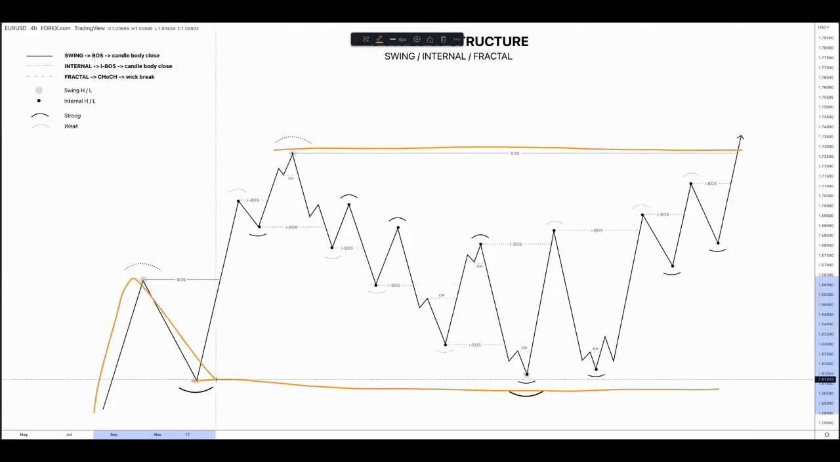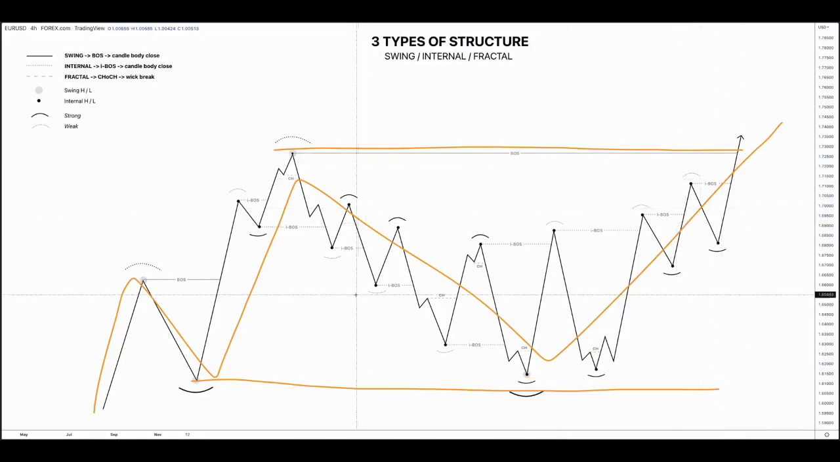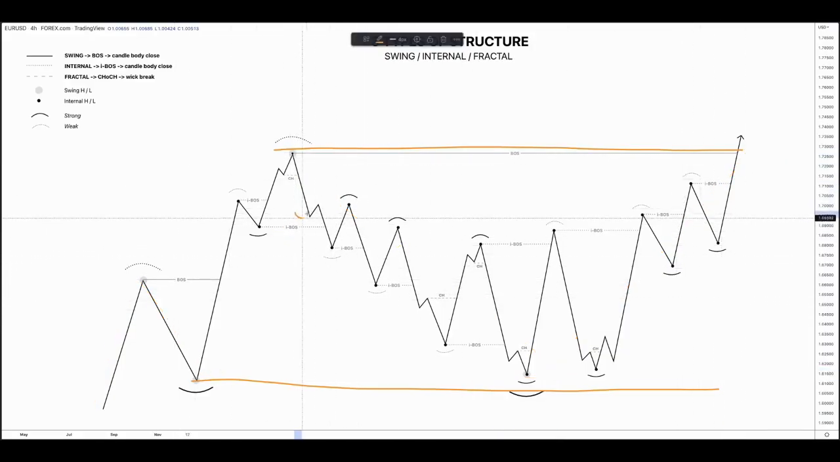So this again is the big swing structure, right? That big higher high, pull back to form that higher low, and that movement to go for the higher high. But that big piece of swing structure can sometimes be made up of little pieces of structure in between, and sometimes it can look messy and complex. And that's where the other two types of structure come in, internal and fractal, okay?